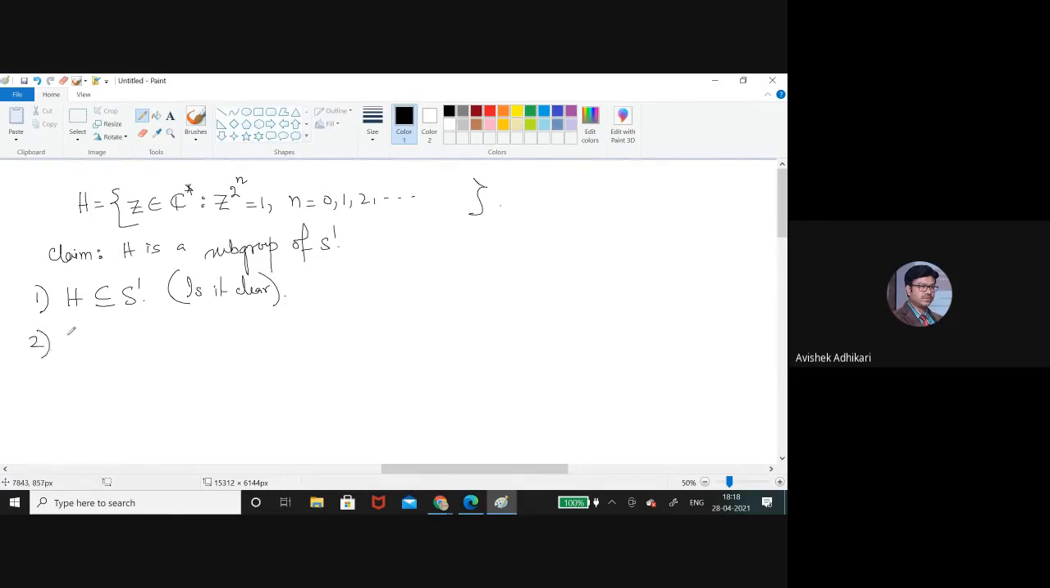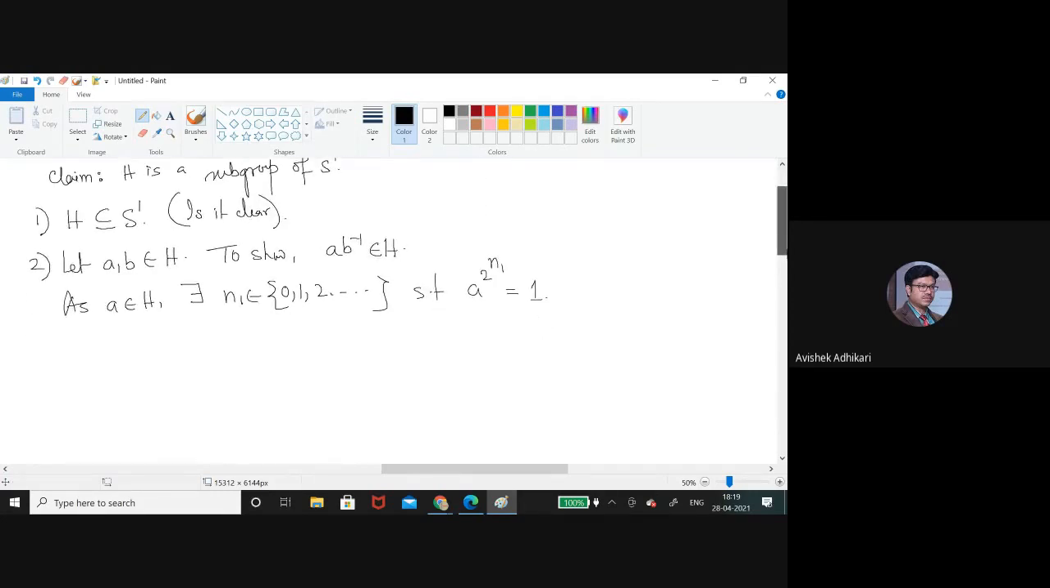Second part, we need to show that, let a, b belong to H, then a b inverse will also belong to H. If we are able to prove that, then we are basically done showing that H is a subgroup of S1. So as a belongs to H, there exists some n1 belonging to 0, 1, 2, and so on, such that a to the power 2 to the power n1 equal to 1.